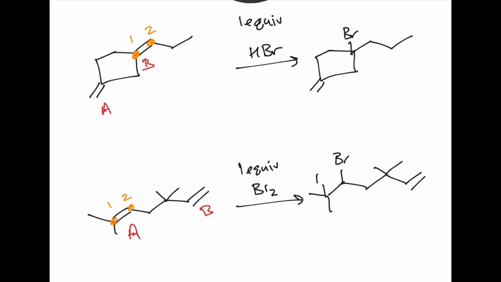So, because I'm adding a bromine on each side here, I don't have to worry about stereochemistry because I'm only making 1 chiral center. So I don't have relative stereochemistry.